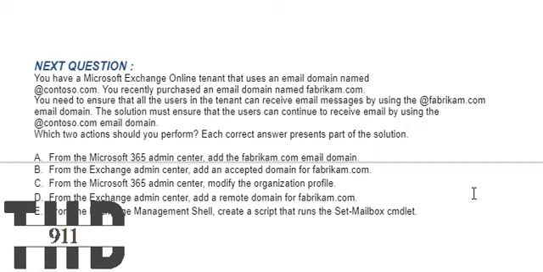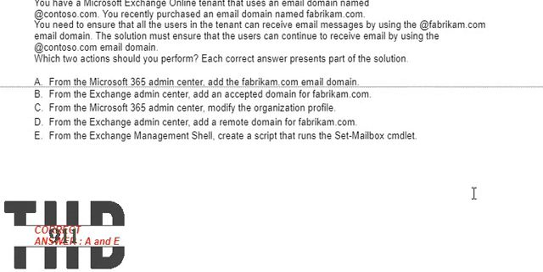Option A, from the Microsoft 365 admin center, add the fabrikam.com email domain. Option B, from the Exchange admin center, add an accepted domain for fabrikam.com. Option C, from the Microsoft 365 admin center, modify the organization profile. Option D, from the Exchange admin center, add a remote domain for fabrikam.com. Option E, from the Exchange Management Shell, create a script that runs the Set-Mailbox template. The correct answers are option A and E.